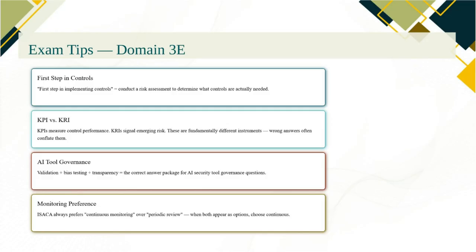This distinction appears frequently. For AI tool governance questions, the correct answer always includes validation, bias testing, and transparency. Apply those three to any AI security tool scenario. And continuous monitoring is always preferred over periodic review in ISACA's framework. If the question gives you both options and you're unsure, choose continuous. That's the direction the entire governance philosophy points.